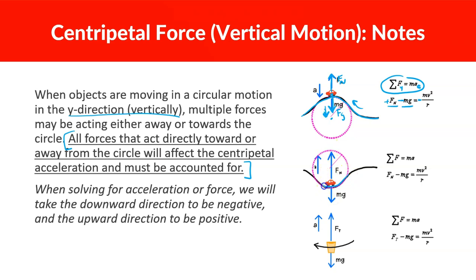Same thing over here. This car is going through a dip. We have normal force, which is positive, going towards the center of the circle. Force of gravity going away, so that's negative, and it's going down. And acceleration is pointed towards the center of the circle, so that's positive. So positive, positive, negative. And this bucket is going around in a circle like this. Again, force of tension is going towards the circle, and acceleration is going towards the center of the circle. They're both going up, so they're both positive, while the force of gravity is going down, negative.